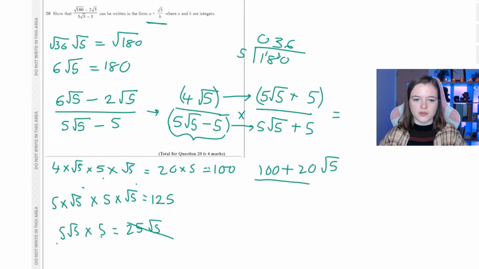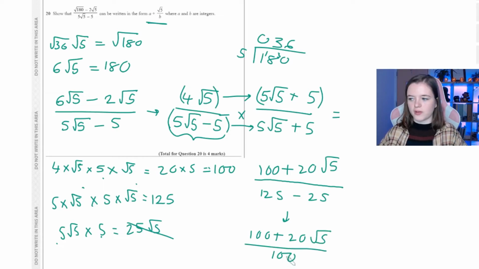Then look at the bottom now. We've got 125 from this first one. Take away 25. Okay, we then simplified that a little bit. We'll have 100 plus 20 root 5 over 100. Okay, but this is not the form it wants it in. It wants it in this form here.